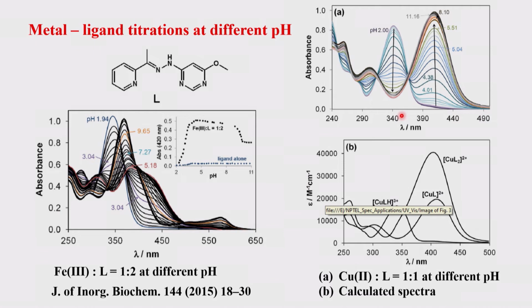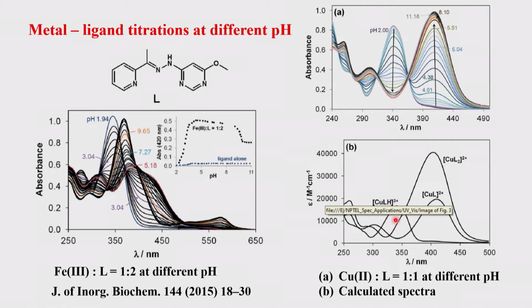Similar things can be done even for copper. You can see copper with L, copper with H2L2+, and copper with HL+. All of these are complex speciations with copper. Here it is done with copper as 1:1 at different pH, and the calculated spectra were put here, and therefore you can see the speciation. How much is coming from copper L, how much from copper H2L2+, and how much from copper HL3+.